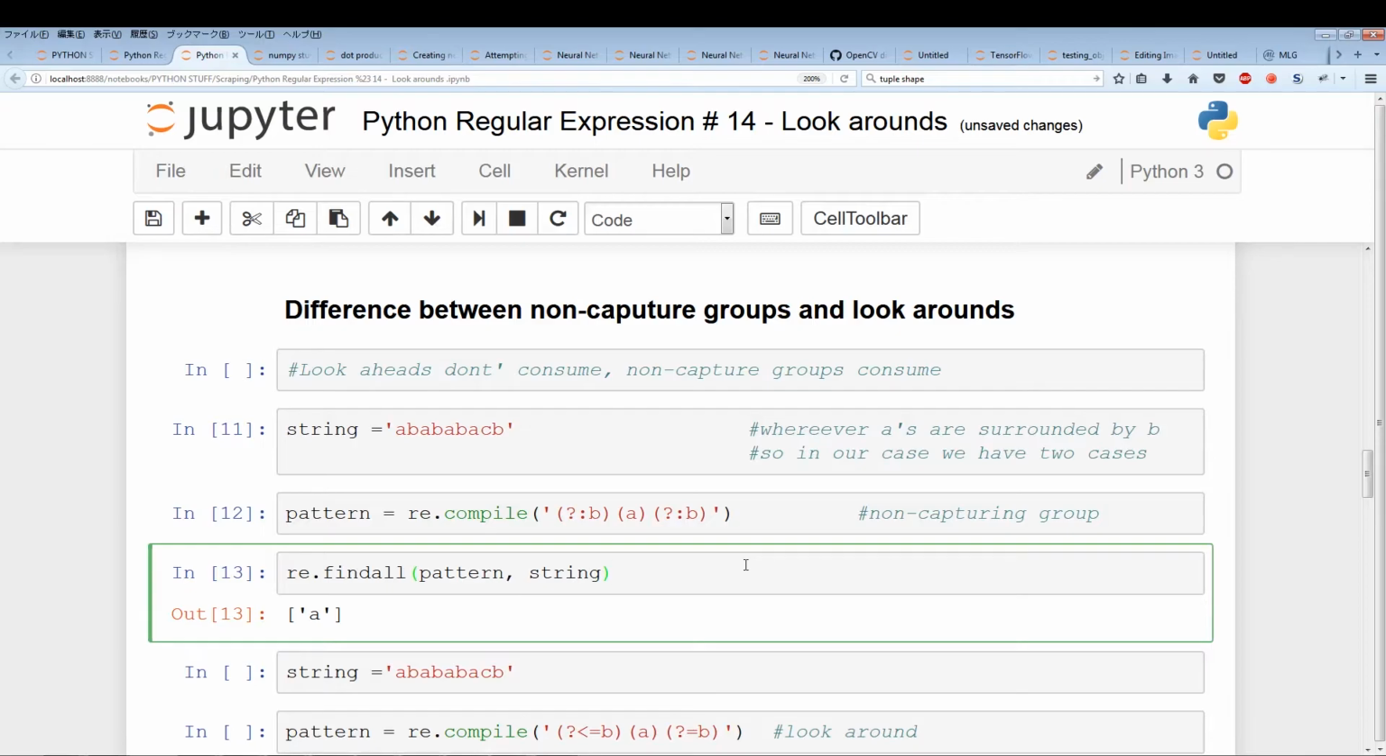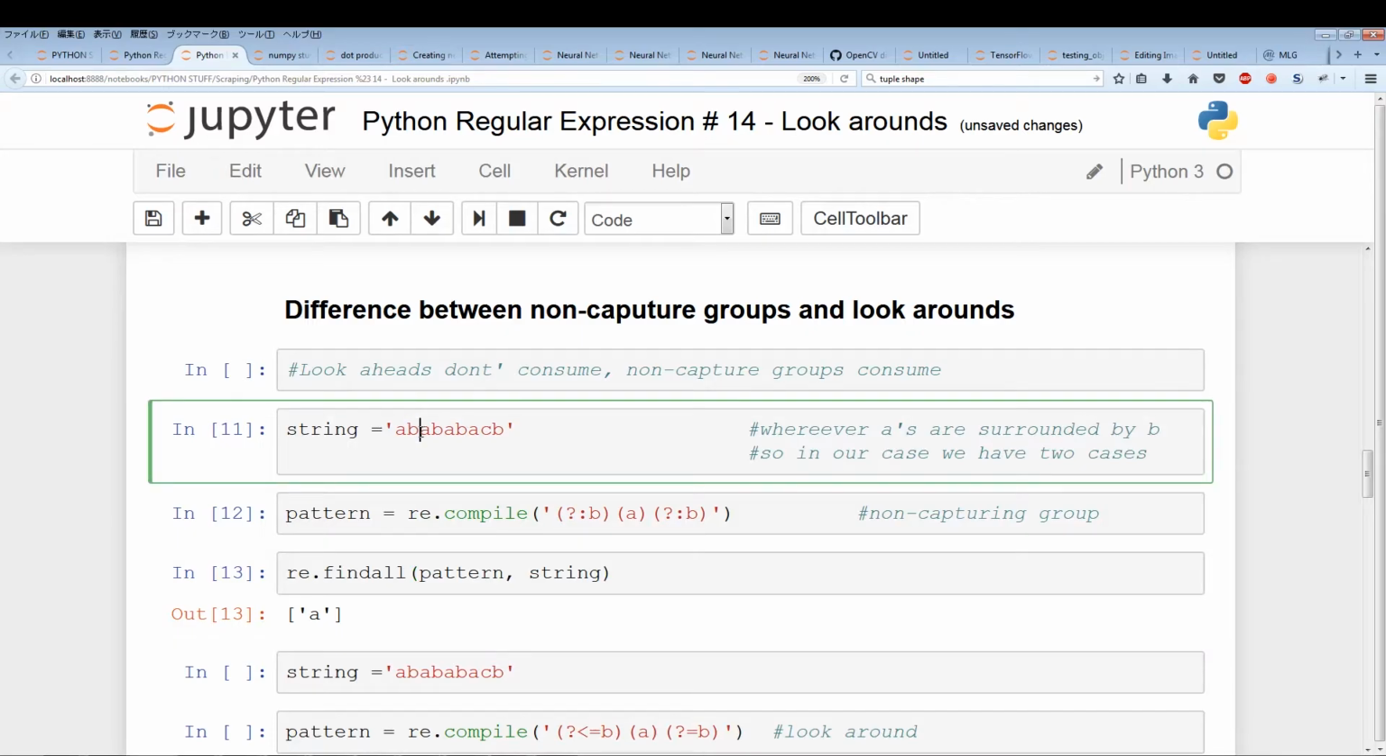And that's because, once again, non-capturing groups consume characters. So in this case we have a B followed by an A followed by a B, and now this B is already consumed. Consumed in the sense that the cursor moves. So the cursor will move from B, consume the B, consume the A, consume the B. It doesn't go back after it's been consumed. So that's why with non-capturing groups, you can't really deal with overlapping groups well.